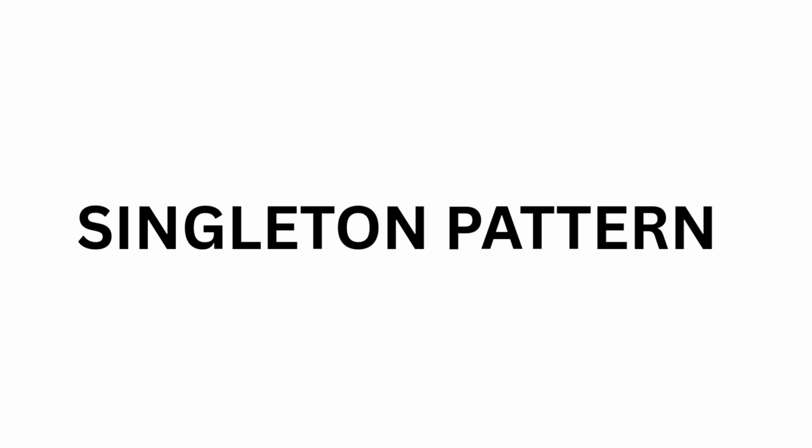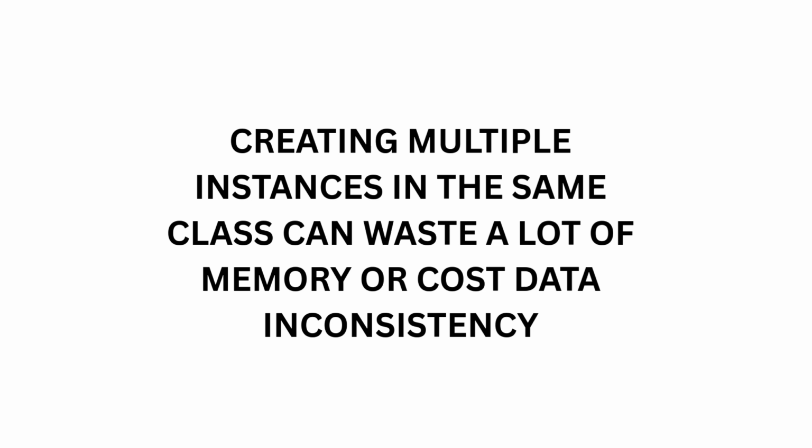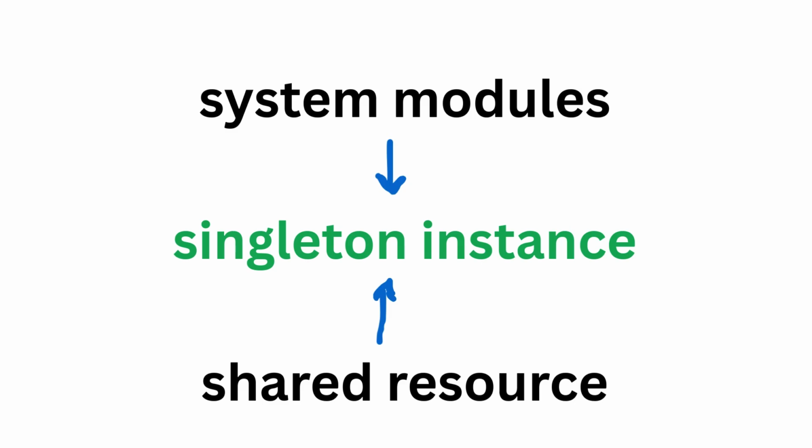Now that we know the types, let us look at a concrete example of the creational pattern, specifically called the singleton. So in the IT industry or in coding, in a system, there is a problem. For example, creating multiple instances of the same class can waste memory or cause data inconsistency. So by using singleton, it ensures only one instance exists and it provides a global access point.